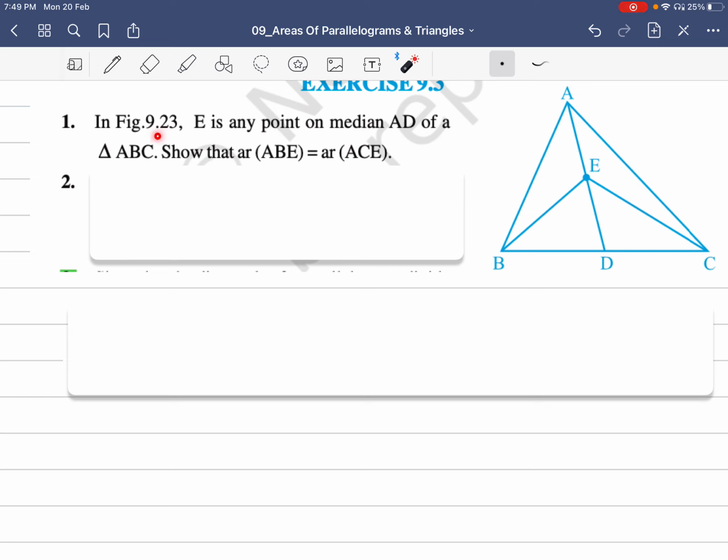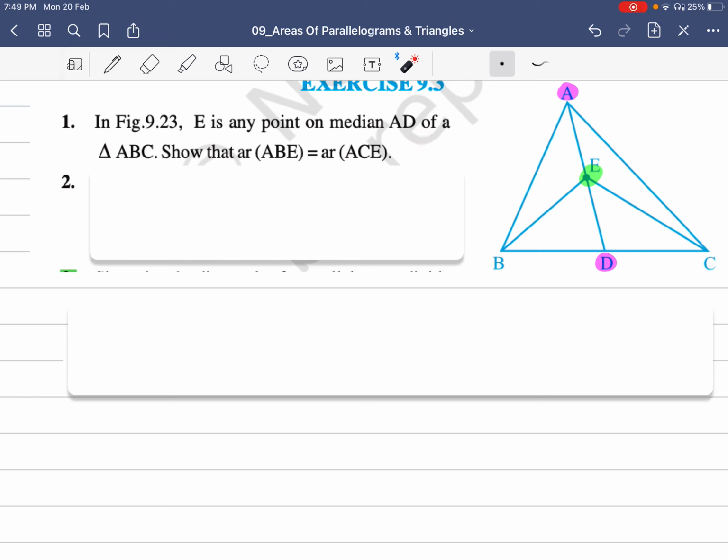In figure 9.23, okay, this is the figure. E is any point on median AD. So let me use a highlighter. E is any point on this median AD. So AD, so this is A and this is D. AD is the median and E is any random point on this median, okay, of a triangle ABC.